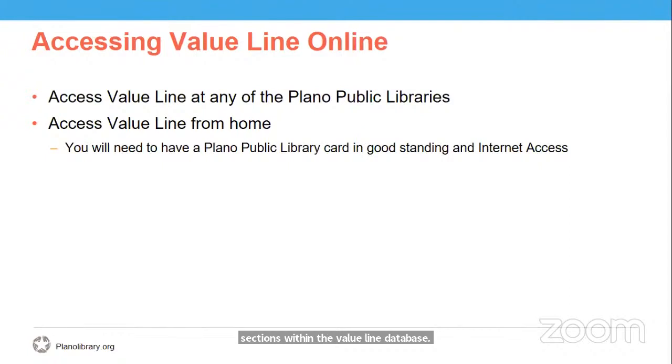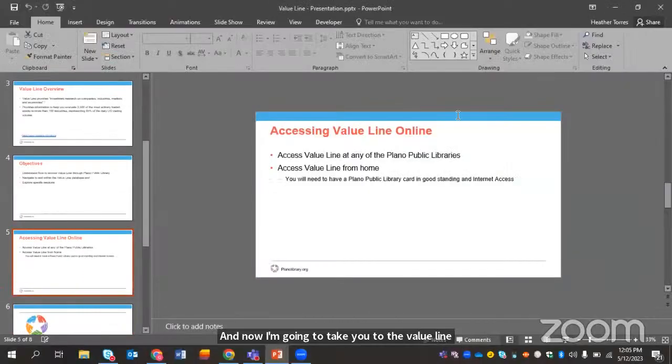So, accessing Value Line online. You can access it from home or at any of the Plano Library locations. You must have a Plano Library card that is in good standing and internet access. If you don't have a library card, please visit any of our libraries to view the information online. In this way, you'll have the requirements to apply for a Plano Library card. And now I'm going to take you to the Value Line website and show you how to navigate there.